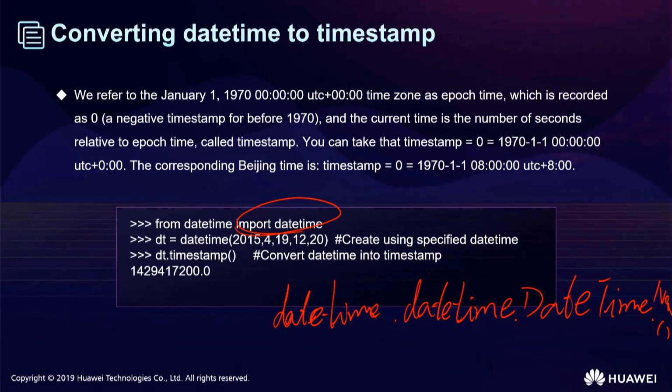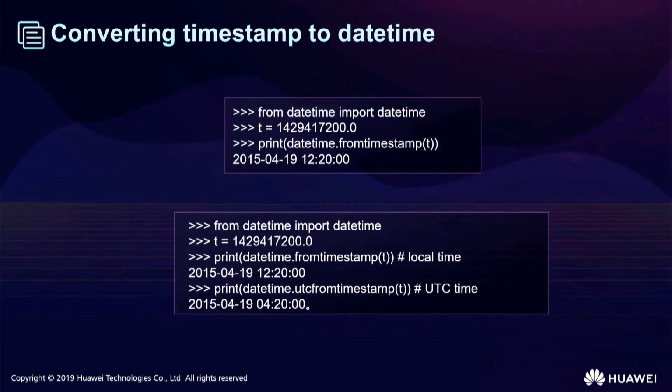Note that Python's timestamp is a floating point number. If there are decimal places, the decimal places represent the milliseconds. The timestamps of some programming languages such as Java use an integer to represent the number of milliseconds, in which case the floating point representation of Python can only be achieved by dividing the timestamp by 1000. And we use the fromtimestamp function to convert the timestamp to datetime.